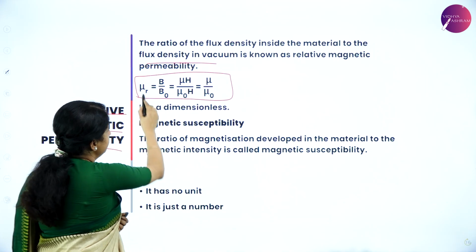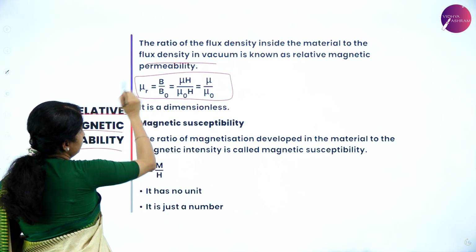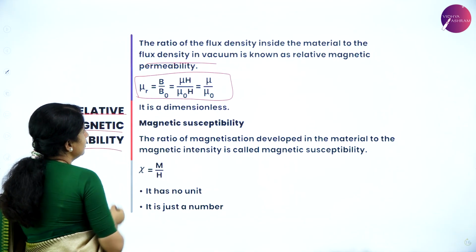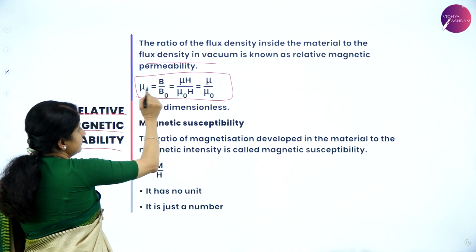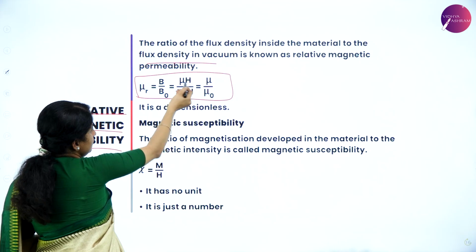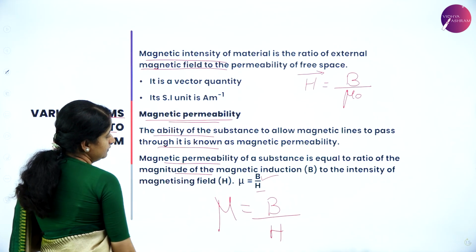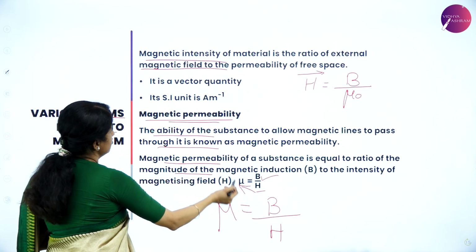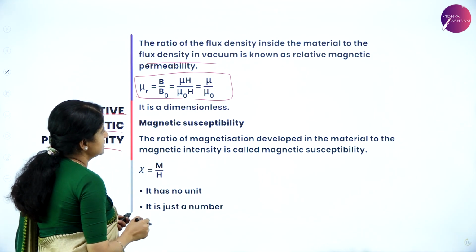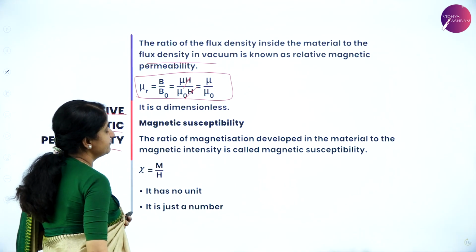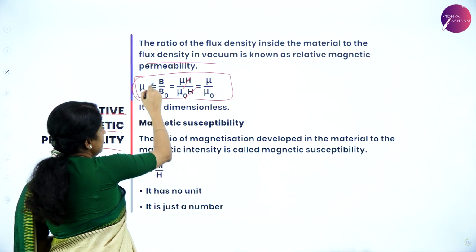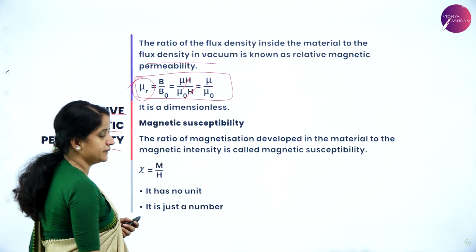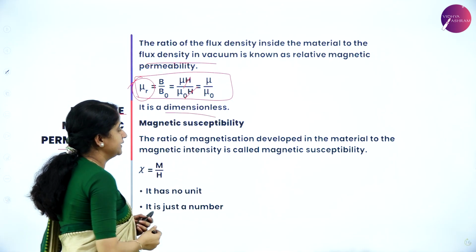It is denoted by mu r, where B is the flux density in the material and B naught is the flux density in vacuum. Let us substitute the terms involved with B and B naught, B equal to mu H, which we have studied here. So mu r is equal to mu into H divided by mu naught into H, where H and H get cancelled and we remain with mu divided by mu naught, and this is called relative magnetic permeability. It is a dimensionless quantity.